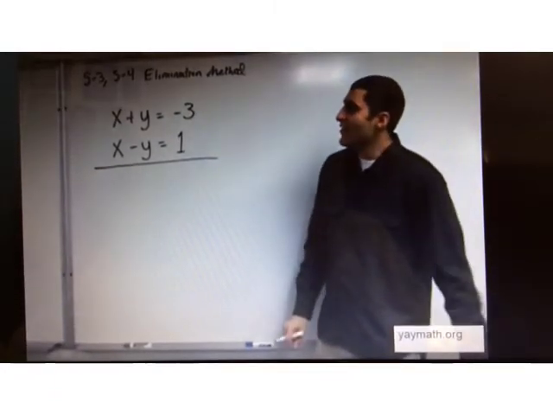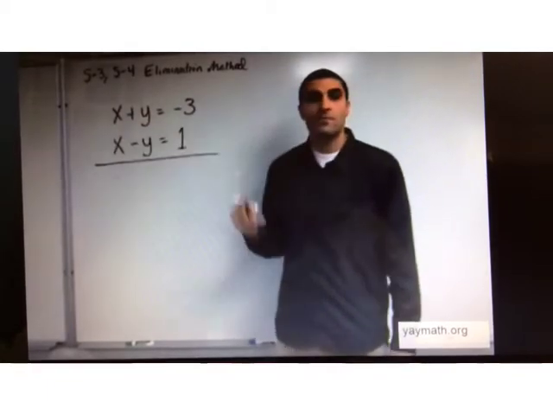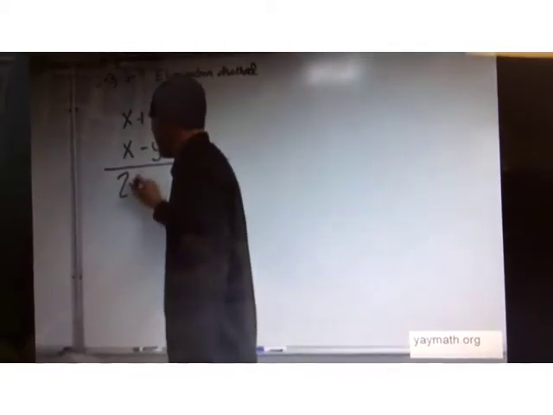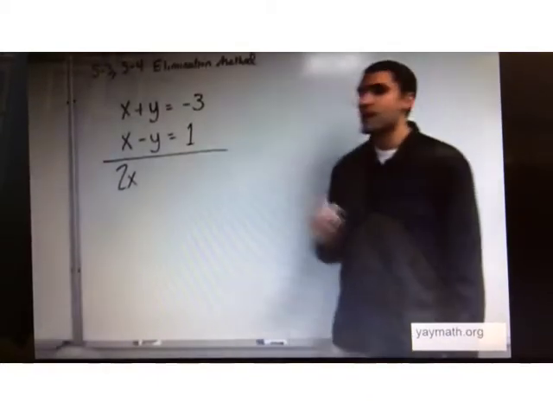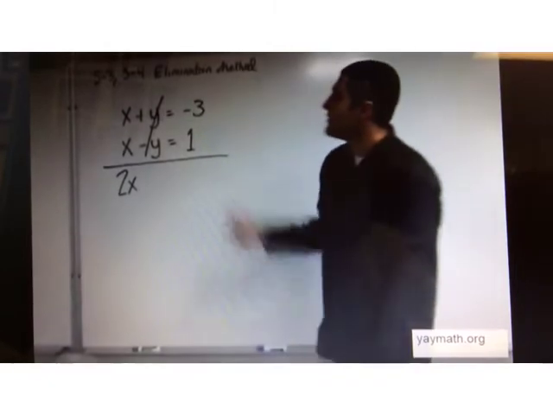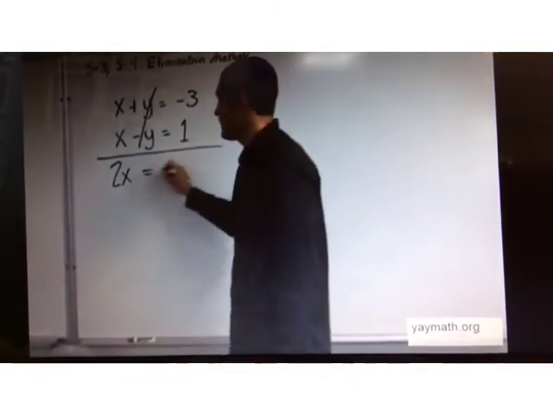Okay? So if we were to add down here, x plus x would be what? 2x. Y plus negative y would be what? 0. Negative 3 plus 1 would be what?